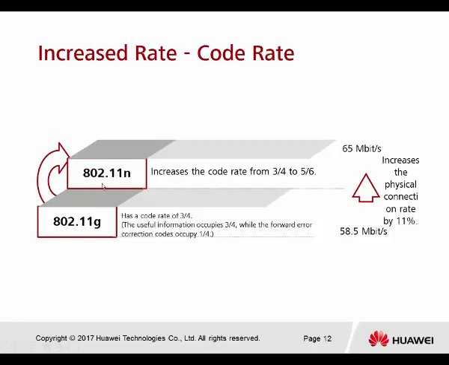The previous code rate could only support 1/2 or maybe 3/4. With 802.11n, they can change the code rate. The previous maximum was only 3/4. Now they can use 5/6. With 5/6, that means I only reserve 1/6 for data error correction. So most of the rate I will focus on doing the modulation. This is the reason they are able to perform even faster, increasing the physical connection rate by 11%. Just now it was 58.5, and now it increases to 65 megabits per second.